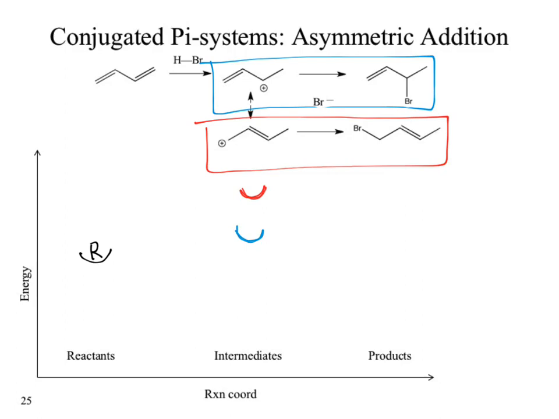Does the reactant have two pi bonds? Two pi bonds versus one pi bond. So my final product should actually be lower in energy than my reactants.